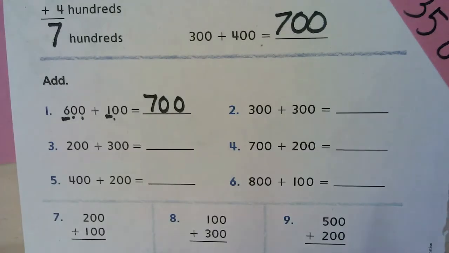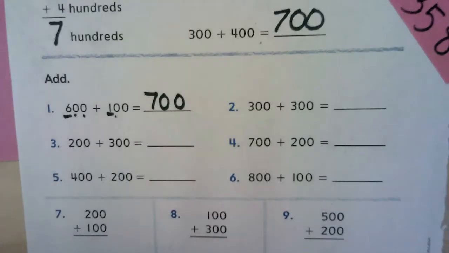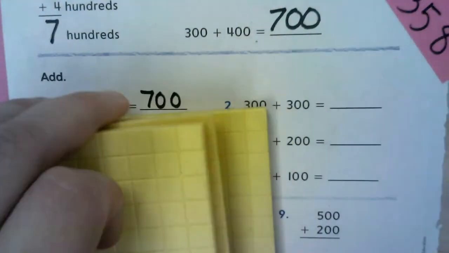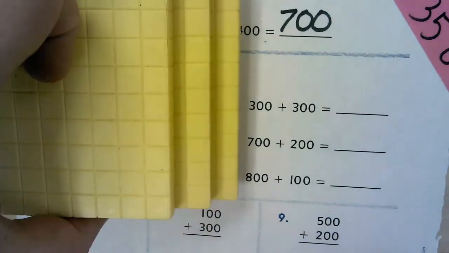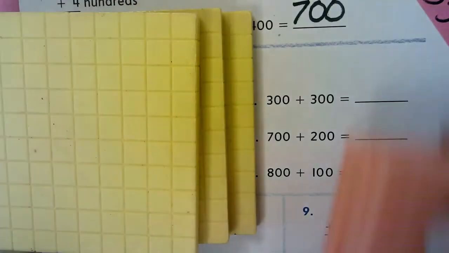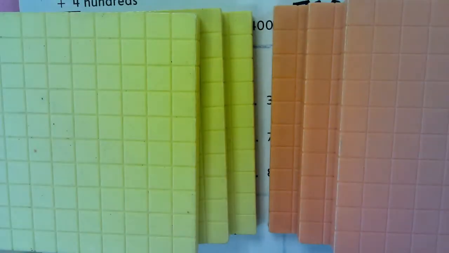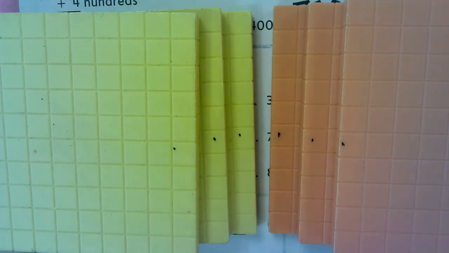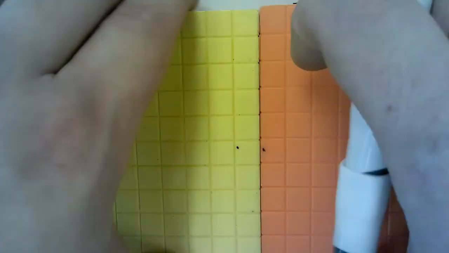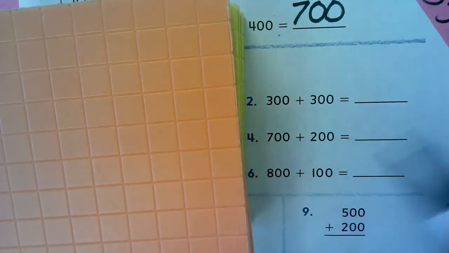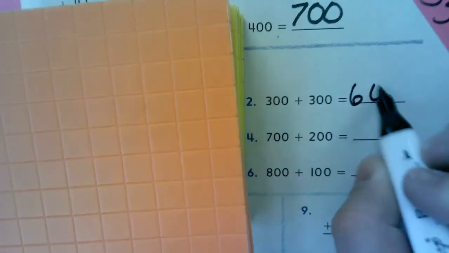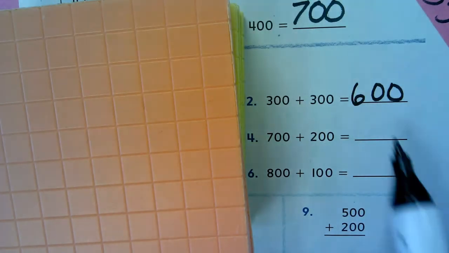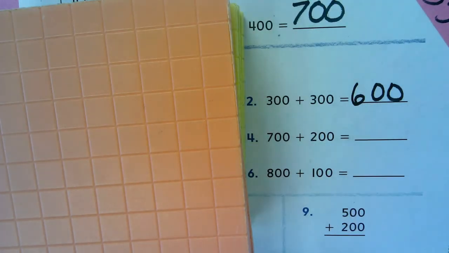On this next one, I'm going to go ahead and use my flats to help me add this. All right, so here's my 1, 2, 3. I've got 300 here. And I'm going to add 300 more. Well, let's count these up. We've got 1, 2, 3, 4, 5, 6. We have 6 all together. So 300 plus 300 is 600. And I need those 2 zeros so that there's a 6 in my hundreds place.